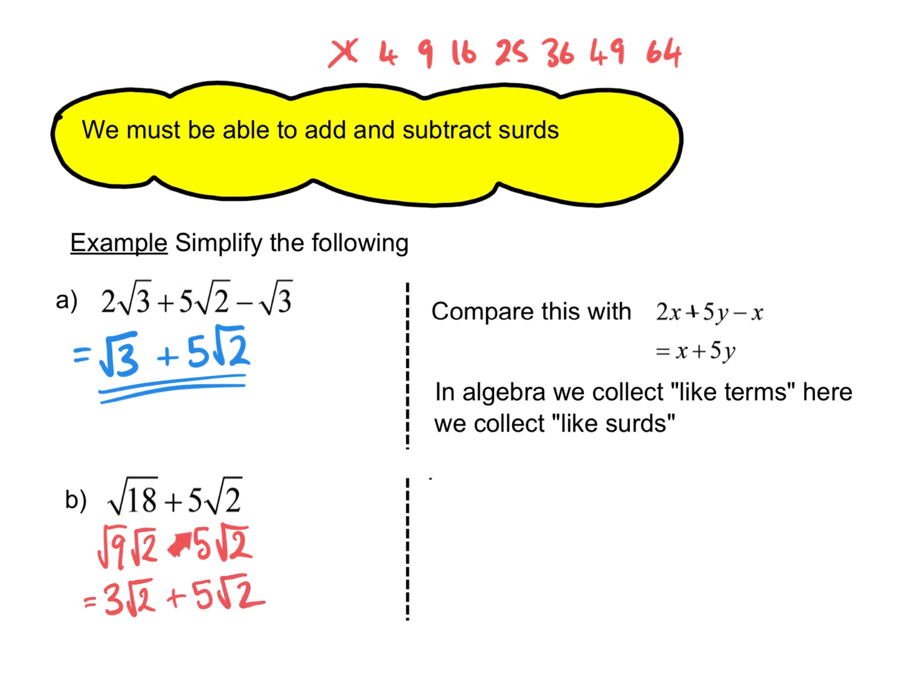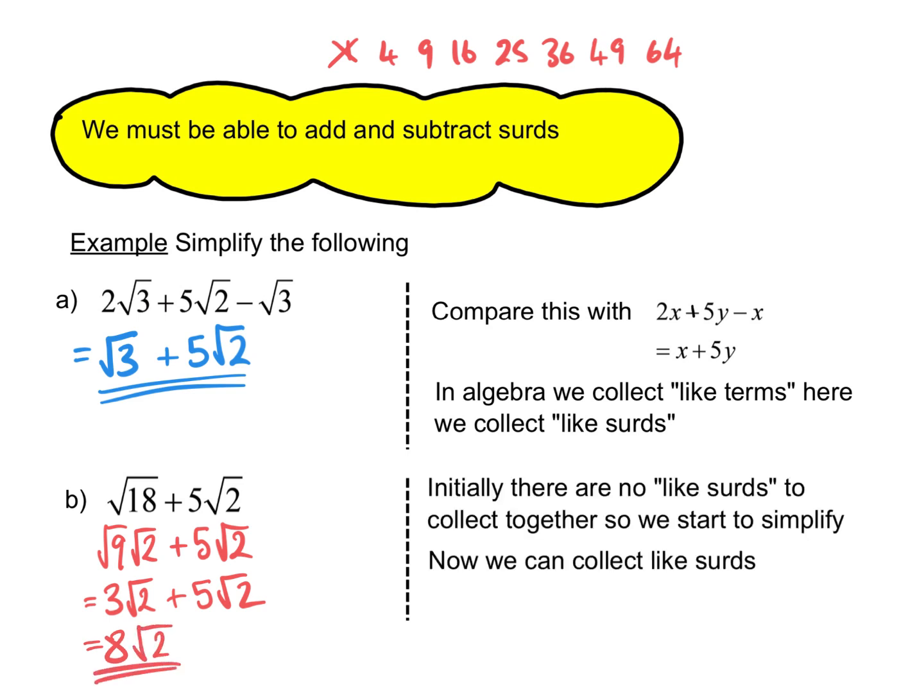I had root 18 and root 2, so I couldn't collect together like surds. Whereas now I have root 2 and another root 2, so I can gather these together. Here I have 3 lots of root 2. I'm adding on 5 lots of root 2, so 3 lots of something plus 5 lots of something gives me 8 lots of that thing, so 8 lots of root 2. And that is then fully simplified.